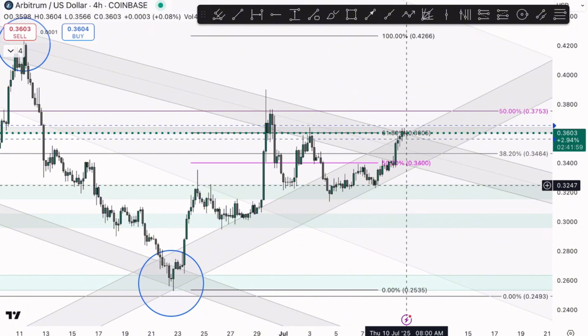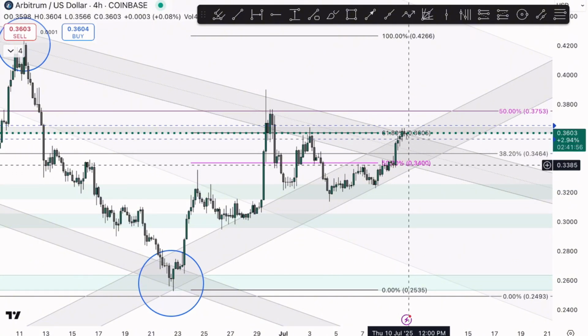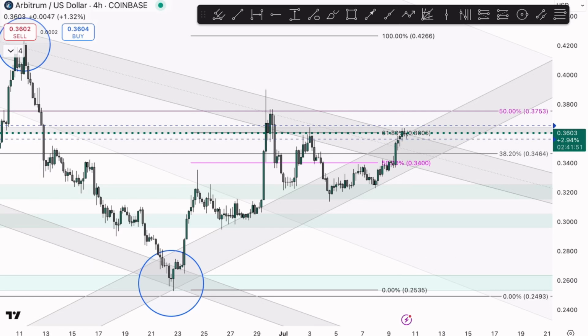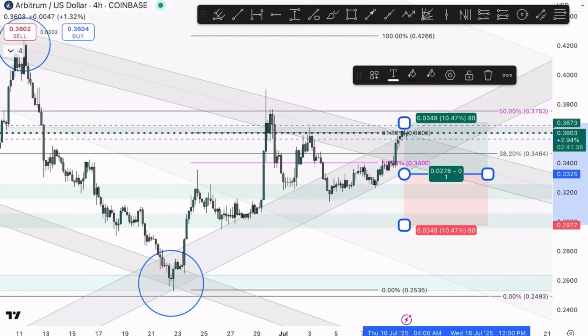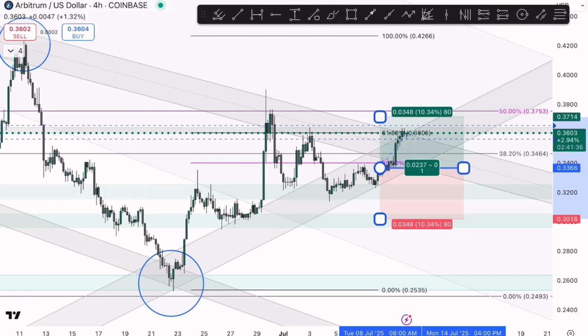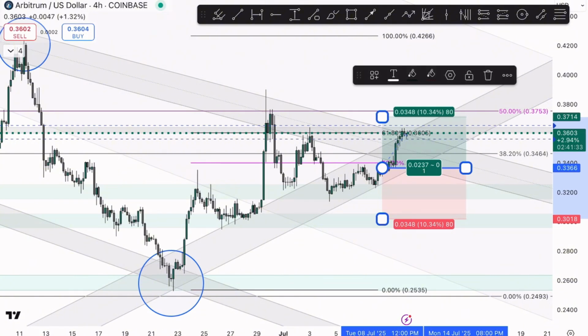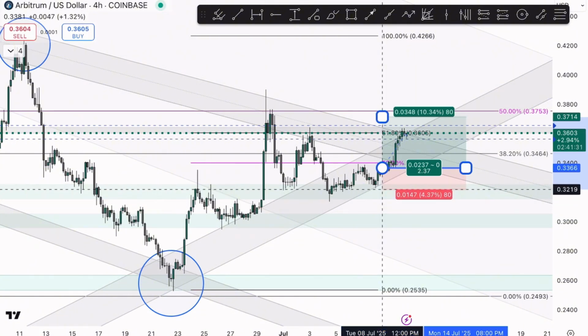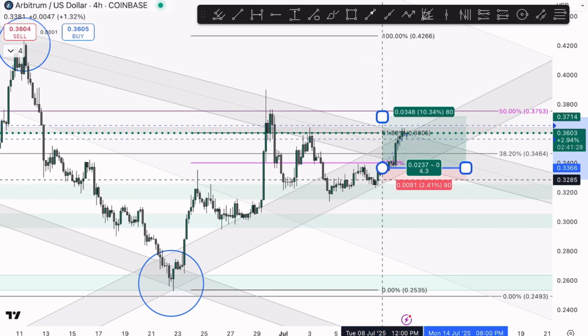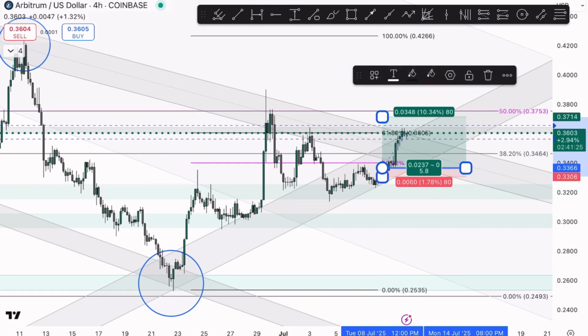So if it were to come back down, then I will look at it, and let's just say hypothetically it were to come right in here. A little bit below. Let's say it came a little bit below. Let me see where my risk is. That's too high.